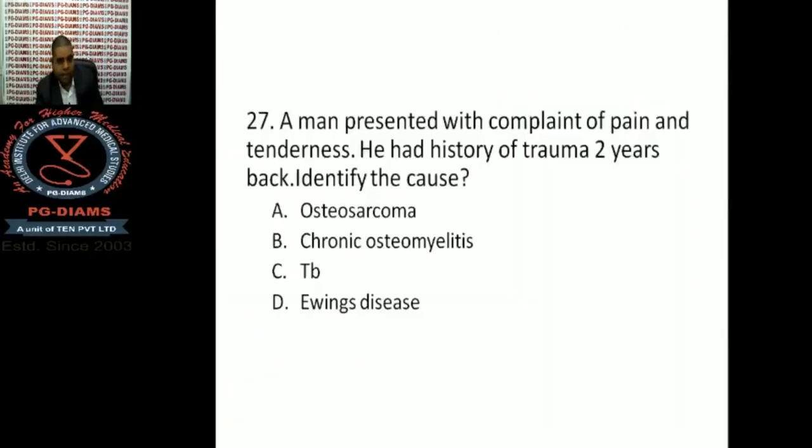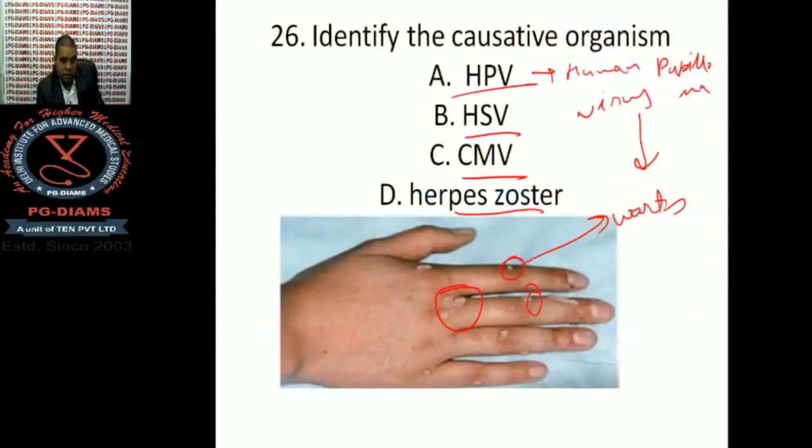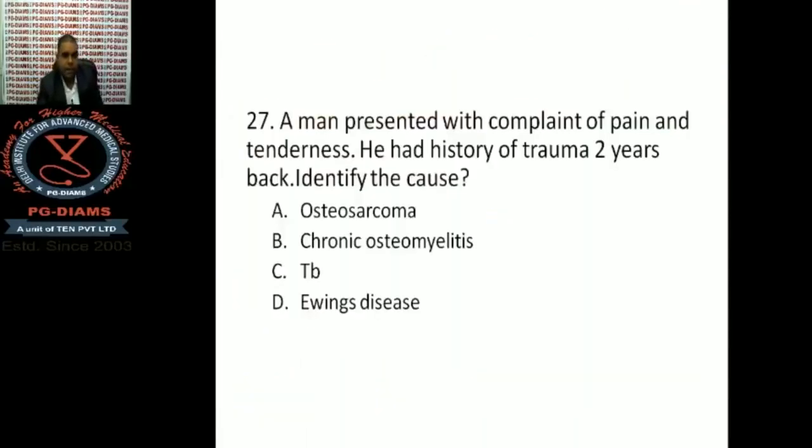Okay. Now, moving on to the next question. So the answer to this question was human papilloma virus. Okay, and for the rest of the options you are now familiar with the type of lesion that will be present in herpes simplex virus or cytomegalovirus or herpes zoster virus. Now, in this question, a man presented with complaint of pain and tenderness, history of trauma 2 years back. Then they give you this X-ray and want to know what this X-ray is suggestive of.